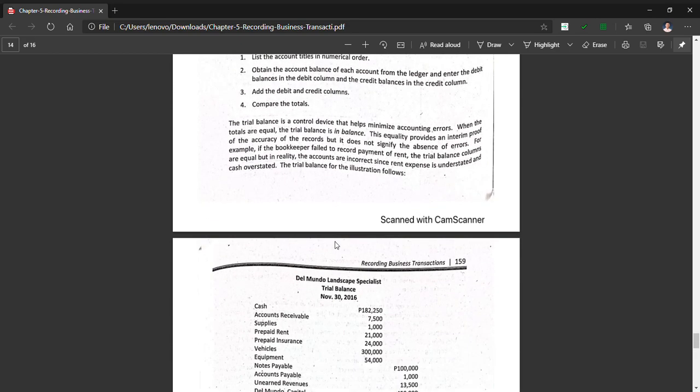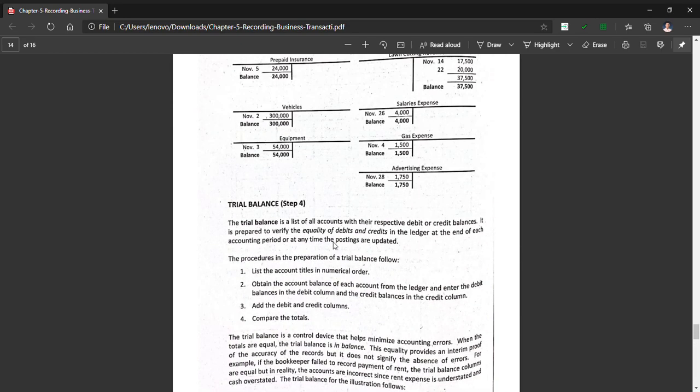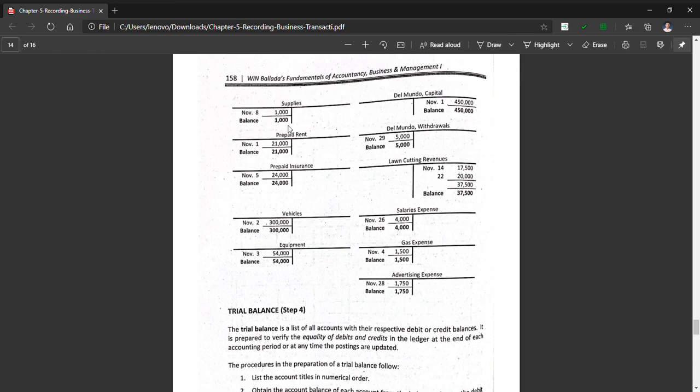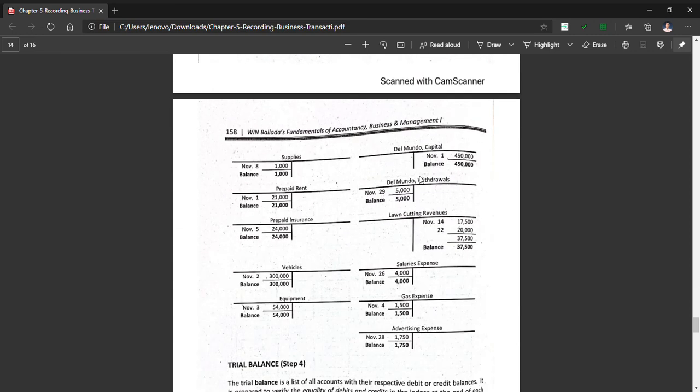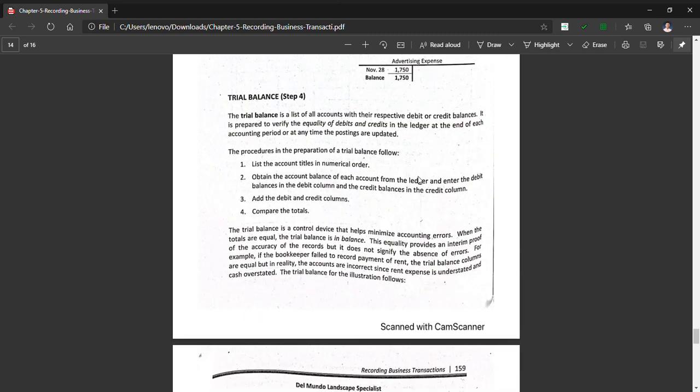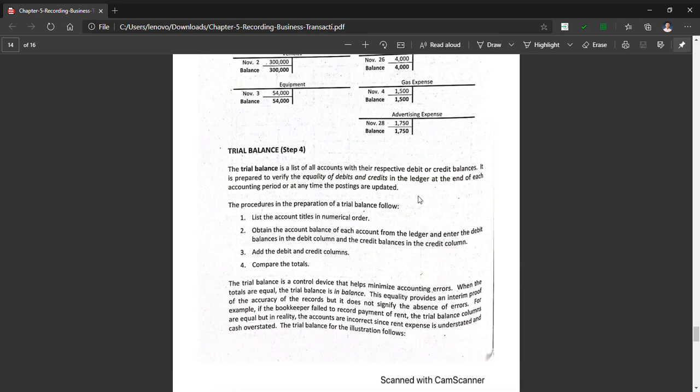Okay? So after natin nakuha yung balances ng every account title, right? 'Di ba makikita niyo sa ledger yung mga balances nila. Pwede na natin gawin ang trial balance. Sabi ko kanina, yung goal lang ng trial balance is to determine the equality of debit and credit, or to determine kung balance ba ang debit and credit.